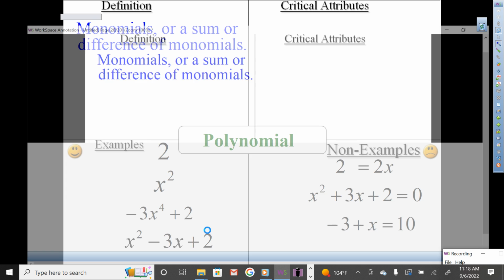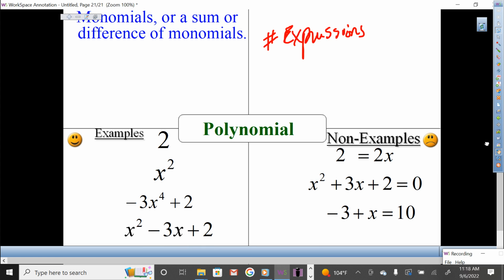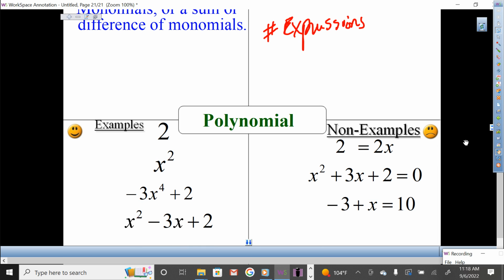Yeah, so our first hashtag would be what? Hashtag expressions, yes. And copy the non-examples. Who can give me another hashtag? What makes a polynomial a polynomial? Hashtag what? Not equal, okay.